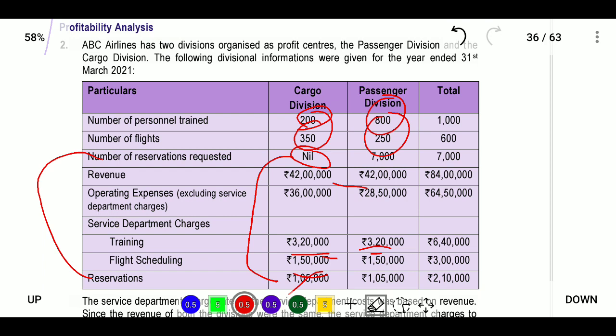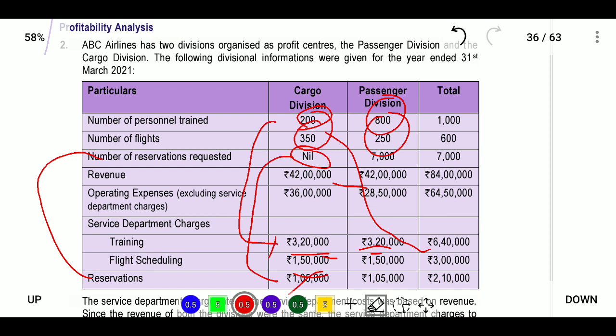And for flight scheduling, the amount of 3 lakhs will be charged based on flights, that is 3 lakhs into 350 divided by 600, and training is charged based on the persons trained. So this is correct. They are charging wrong. So the first question, what we asked, comment on the income statement: it is a wrong calculation. It is not accurately provided. That is the first question's answer.